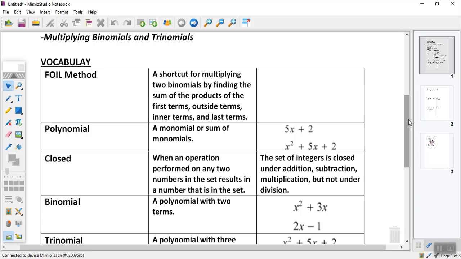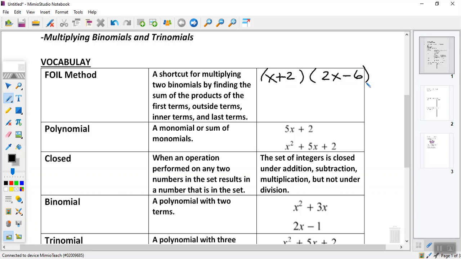But guys, FOIL method right here. Do I have a volunteer that would read what our FOIL method is for vocab today first? Go ahead, Sam. Shortcut for multiplying two binomials by finding the sum of products of the first terms, outside terms, inner terms, and last terms. Okay, so if I had something like this, kids, maybe x plus 2, times, I don't know, maybe 2x minus 6.